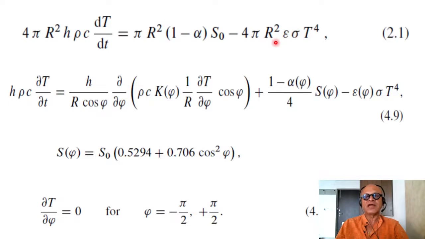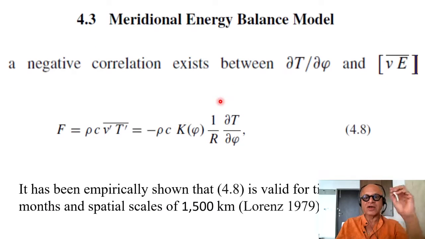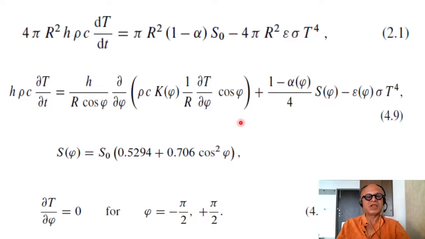and we have to balance it with the energy that is going out. And we had assumed that the emission is happening from a gray body with emissivity of epsilon, so we are emitting everywhere, so 4 pi r squared times sigma T to the fourth, where T is our emission temperature. So we can now write this equation as H rho c dT/dt, take out pi r squared, bring out the 4 here, so we have H over R cosine phi d/dphi of rho c K(phi) 1 over r dT/dphi times cosine phi. So we are basically writing this into our balance equation now, plus (1 minus alpha), and albedo is also made a function of latitude, which is realistic, divided by 4 times S(phi).